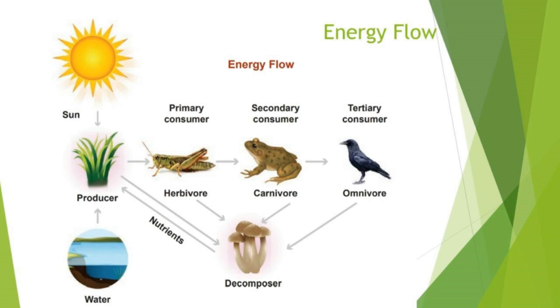Energy flow. The food chain begins with the energy given by the sun. Sunlight triggers photosynthesis in plants. The energy from the sun is stored in the plant parts. When the grasshopper eats the grass, the energy flows from grass to grasshopper. Frog gets energy by eating grasshopper. This energy is transferred to a crow when the frog is eaten by a crow.